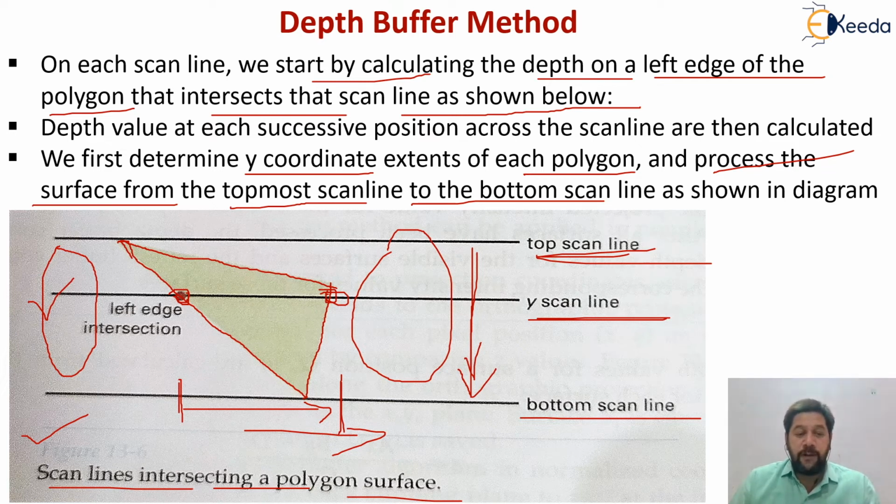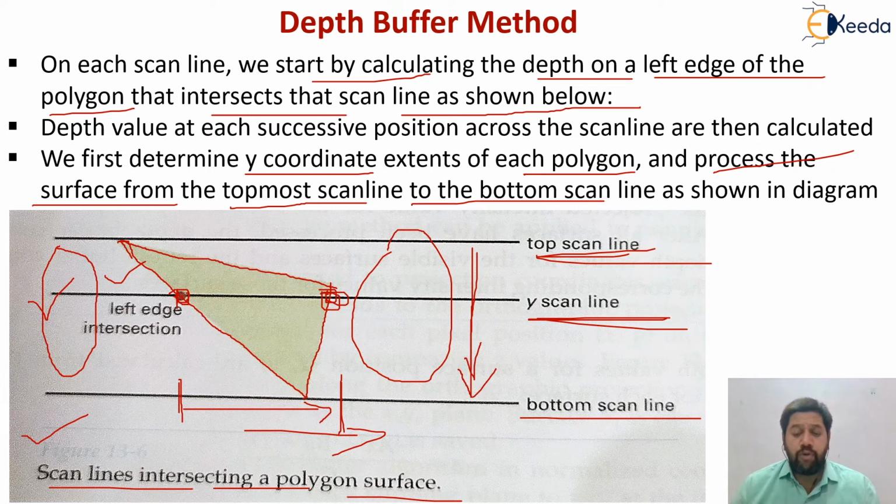Now, while I am considering this y scan line, suppose you consider it as a horizontal line, and I'm having any surface or polygon, then we have to find the left edge intersection so that I can start my calculation from the left edge intersection to the right edge intersection. Only for this, I have to calculate the z value, and I'm going to compare it with the stored depth value or z value, and accordingly I'm going to process. So this is what is shown in this particular depth buffer method.